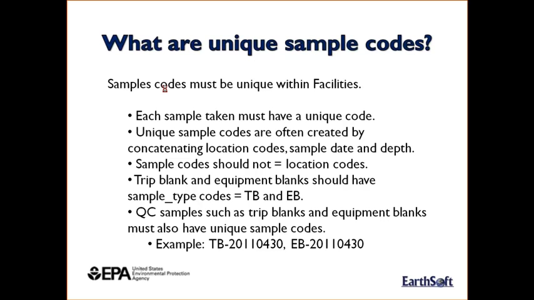Now, I wrote in here that the really basic way of creating a unique sample code would be concatenating a location code with a sample date and possibly a depth, or a sample date and time plus a depth. And in the first session, somebody said, well, then you can't send it blind to the lab, and that's true. So if you are concerned about making sure that your samples are sent to the lab blind, then using the location code as part of the naming scheme for your sample codes is not a good idea.